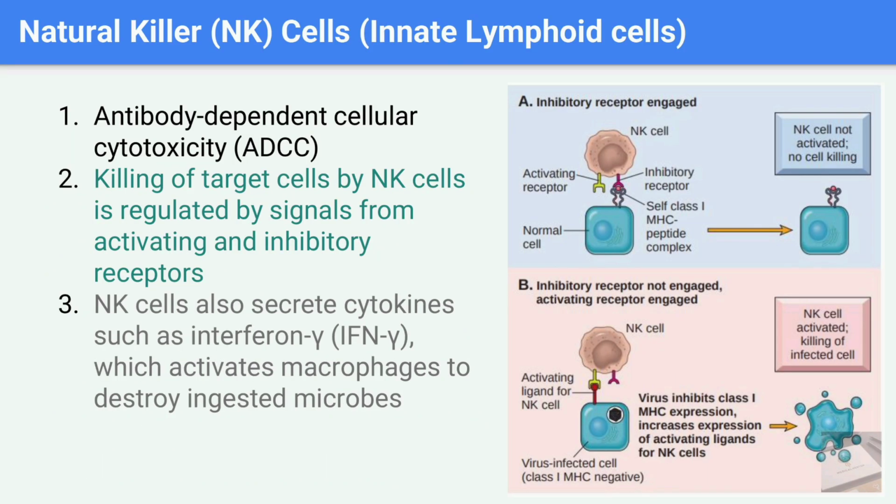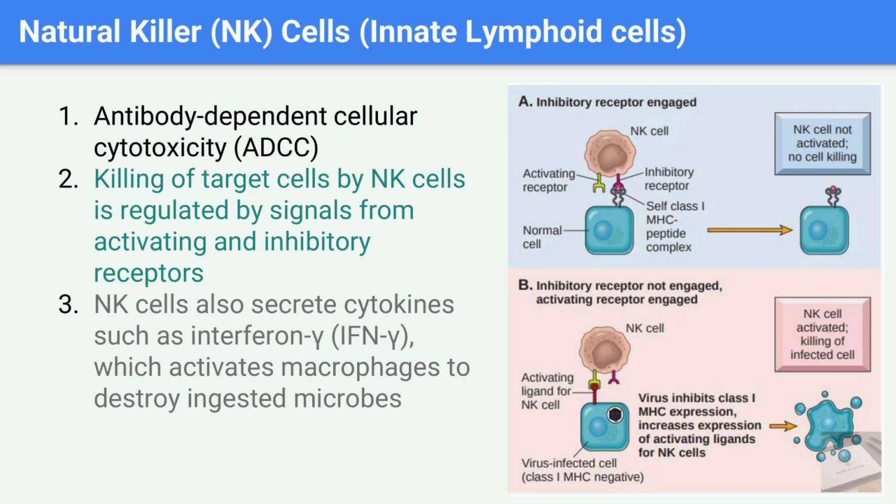Natural killer cells are one of the types of lymphocytes, and they play a role in innate immunity, so are also referred to as innate lymphoid cells. Their function is to recognize severely stressed cells that may be virus-infected cells or tumor cells and kill those cells. They can also recognize antibody-coated target cells and lyse them. This is known as antibody-dependent cellular cytotoxicity. The killing mechanism is regulated by signals from activating and inhibitory receptors.